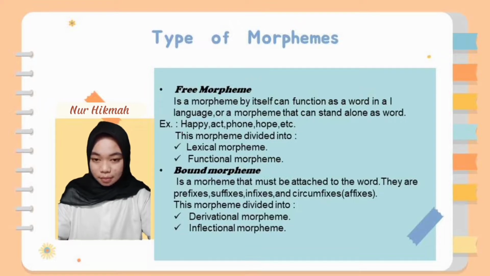And the second, bound morpheme, is a morpheme that must be attached to a word. They are prefixes, suffixes, infixes, and circumfixes, affixes. This morpheme is divided into derivational morpheme and inflectional morpheme.